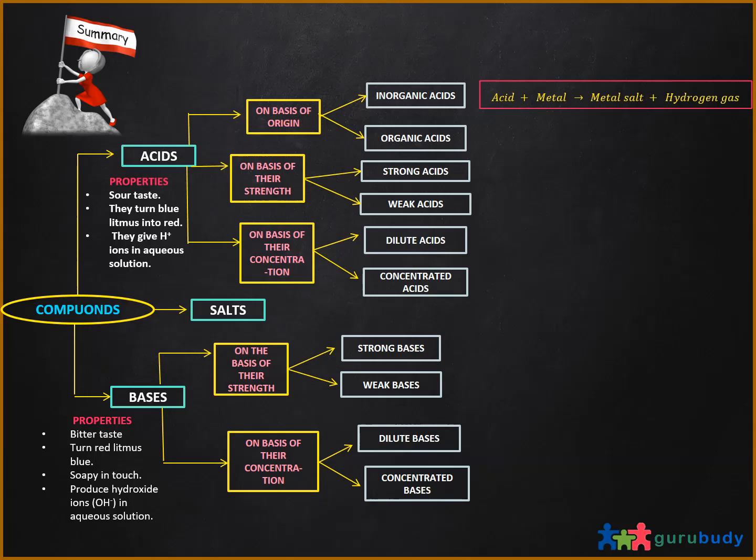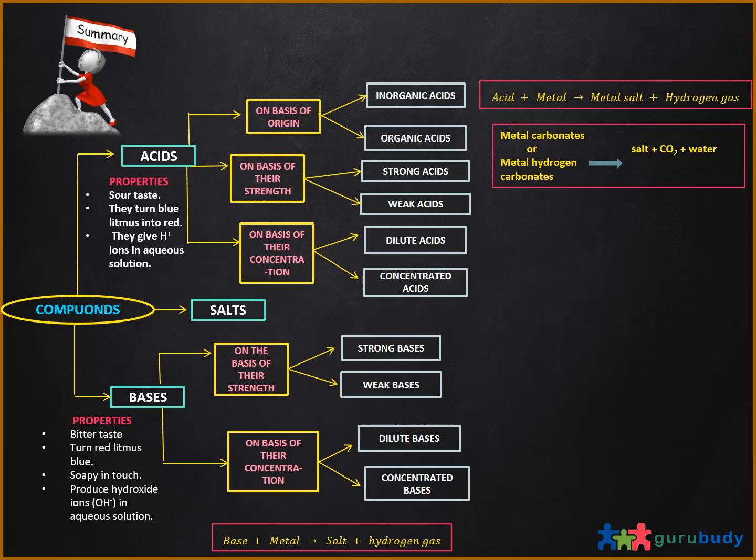Now, when an acid reacts with a metal, it gives a metal salt and hydrogen gas, and when metal carbonates or metal hydrogen carbonates react with an acid, they give salt, carbon dioxide and water. When a base reacts with a metal, it gives salt and hydrogen gas.